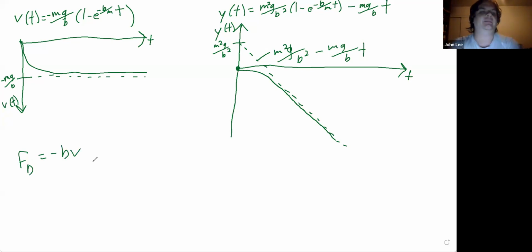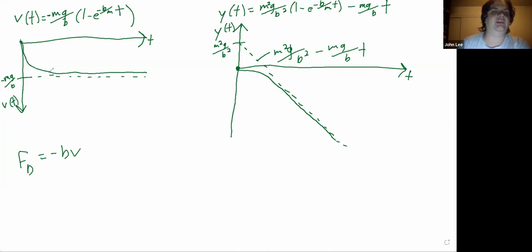So when I was talking about this function, I said that 1 minus e to the negative b over m t was going to approach 0 as t went to infinity. What I should have said was that at t equals 0, 1 minus e to the negative b over m times 0 is 1 minus e to the 0, which is 1 minus 1. So at that point, v of t is equal to 0.